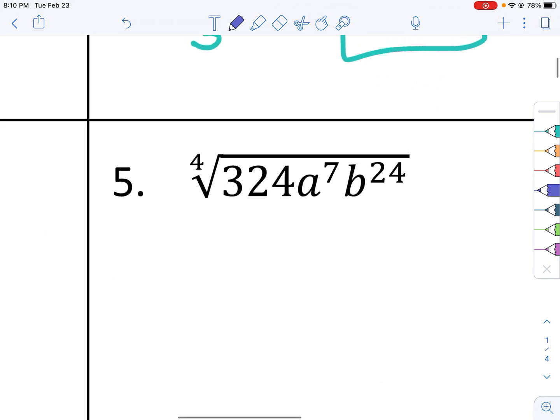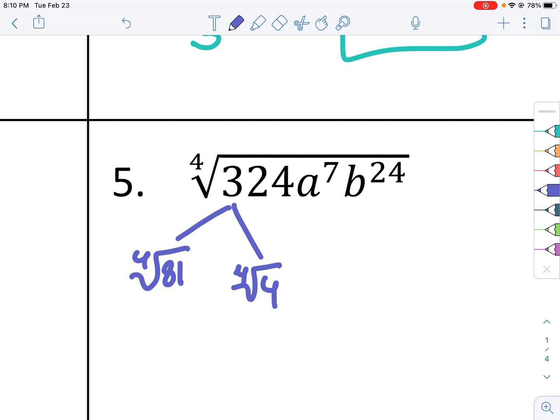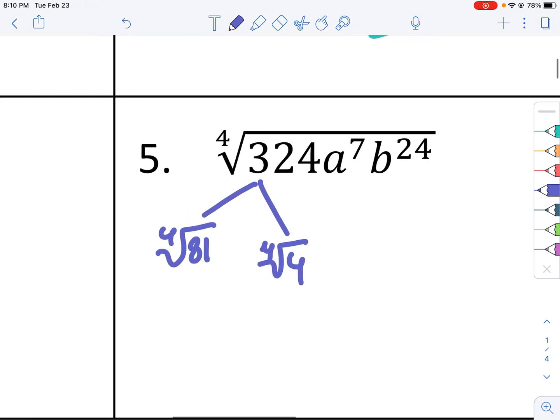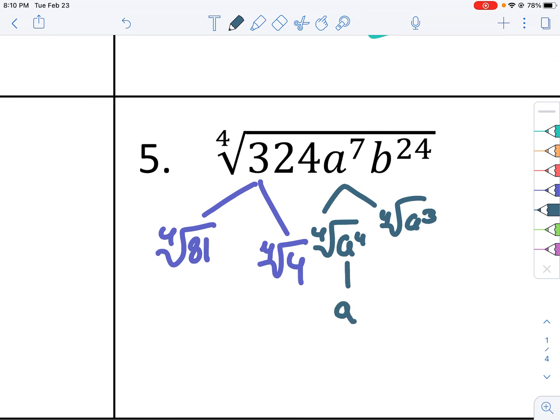All right, number 5. So number 5, we have the fourth root of 324. I know that here we have the fourth root of 81, and that's specifically 81 times 4, okay? And then a to the 7th is not a perfect fourth, so we need to split it up. Here, I'll use a different color. A perfect fourth that comes out of a to the 7 would be a to the 4th power. A to the 4 times a cubed is what gives us a to the 7. That a to the 4th will then just become a.